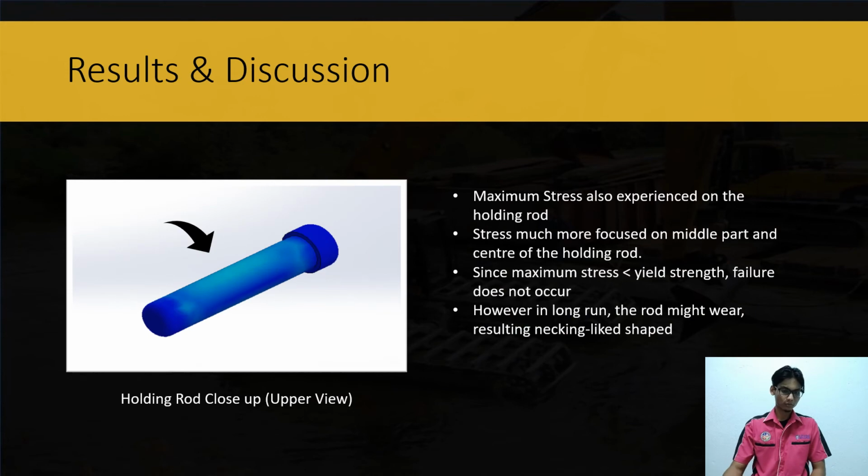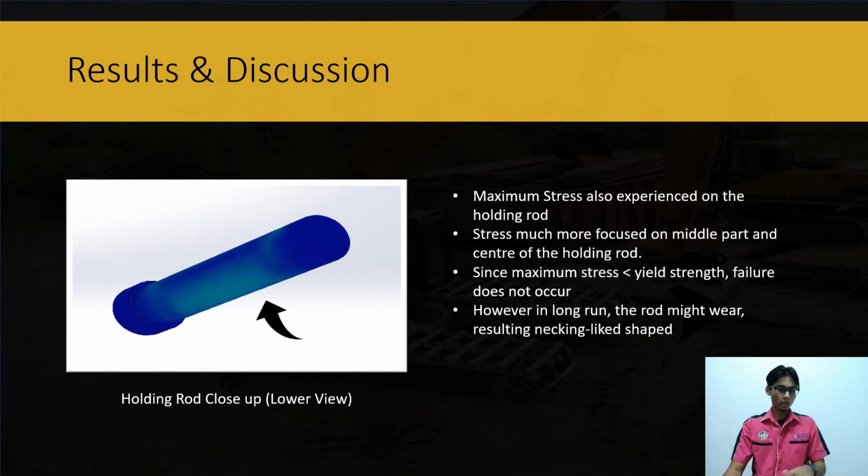So this one is the close-up view of the holding rod itself. The maximum stress is also experienced on the holding rod, and the stress is much more focused on the middle part and center of the holding rod. Since the maximum stress is below the yield strength, failure does not occur. However, in the long run, the rod might wear, resulting in a necking-like shape.